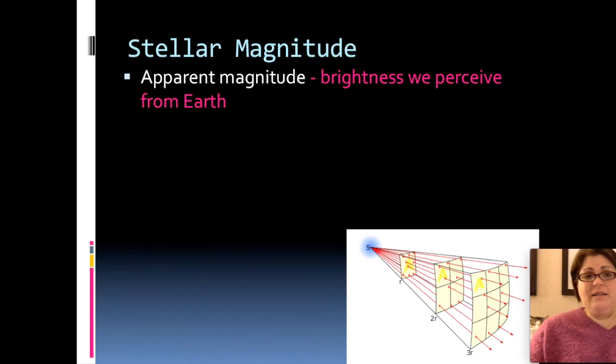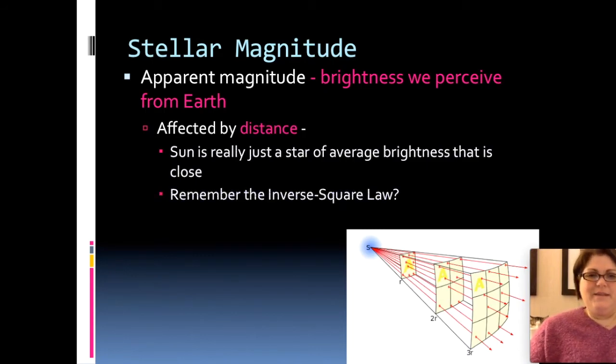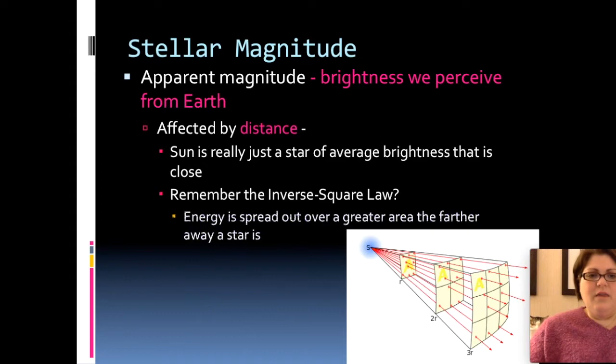There are two kinds. The first one is how bright it appears to be from Earth, and the second one is how bright it actually is. The apparent magnitude is affected by distance. So if you recall the inverse square law, energy spreads out as you get further and further away. So consequently, the brightest object in our sky is the sun. It's only the brightest object because it's close.